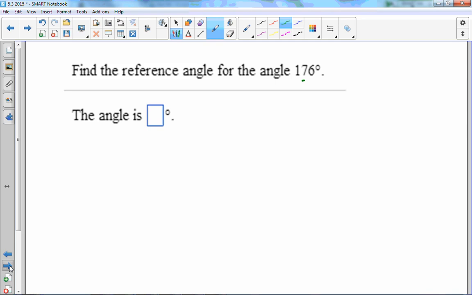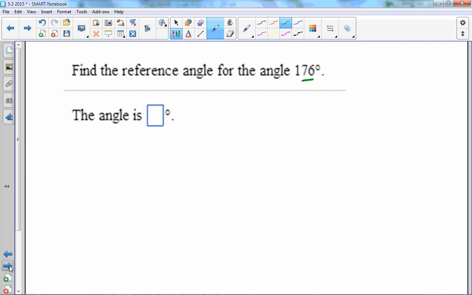If it's in the second, you subtract it from 180. If it's in the third, you say the angle minus 180. If it's in the fourth, you say 360 minus the angle. And if it's in the first, it's the same. Now, if you don't remember the rules, draw a picture.